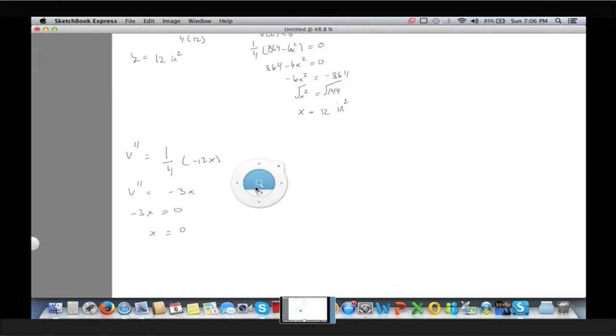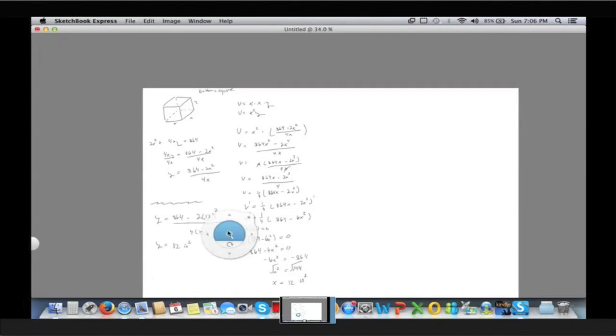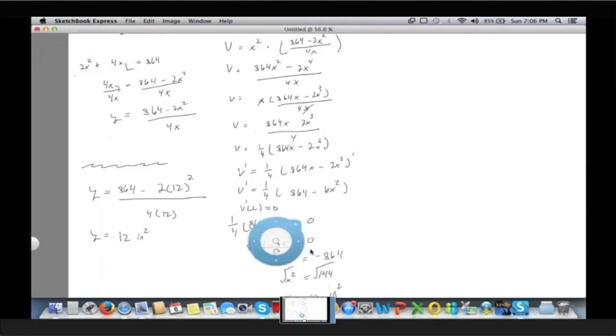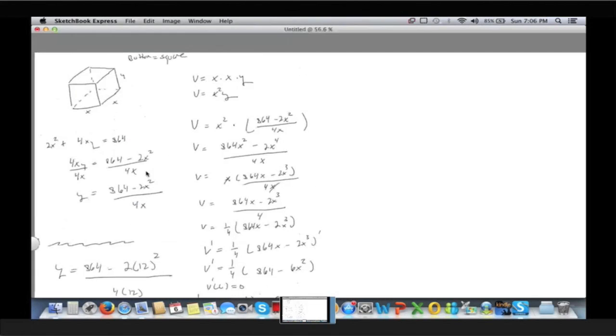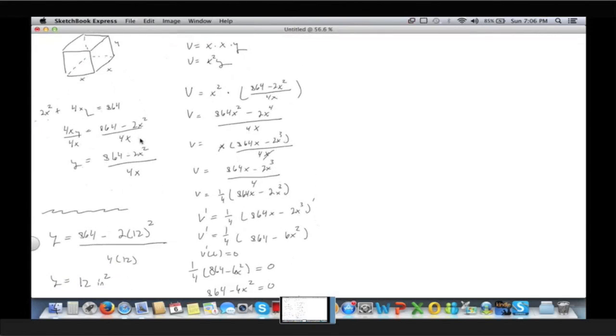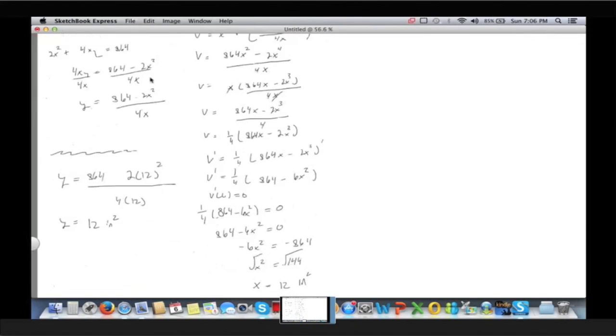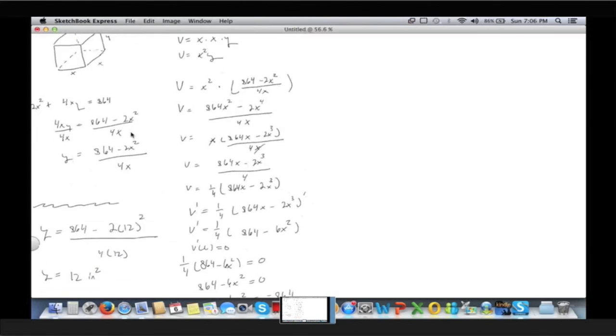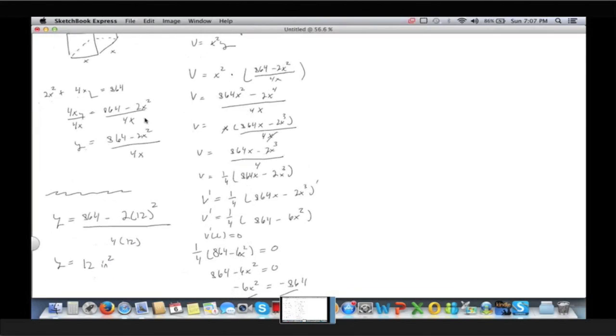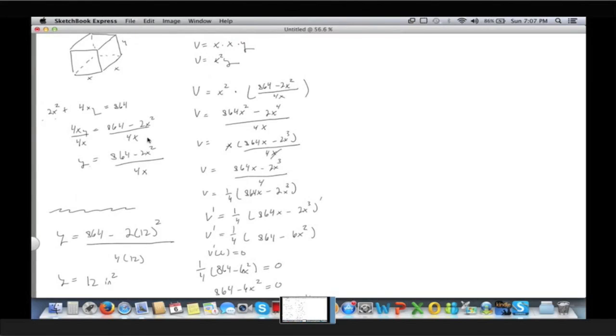Messed up somewhere. Alright, so I feel like this part's good. So now I plugged it in here. This is y. Oh wait, no. Okay, now I see what I did. Right, I plug in for y. That's what y is.